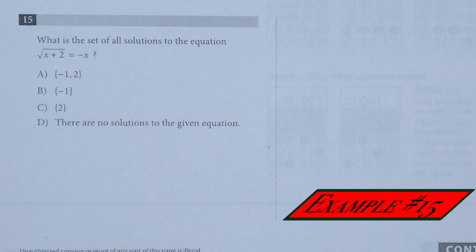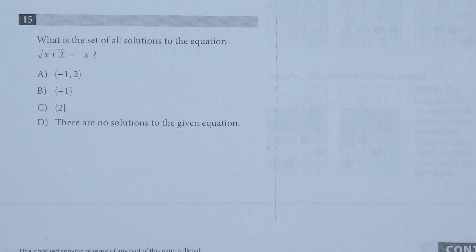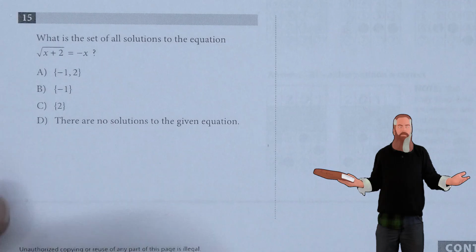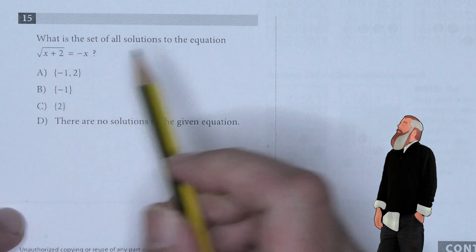What is the set of all real solutions to the equation square root of x plus 2 is equal to negative x? Let's start by squaring both sides of the equation.